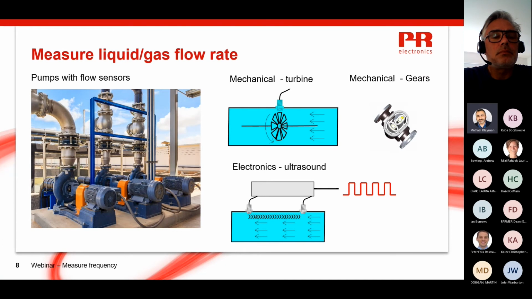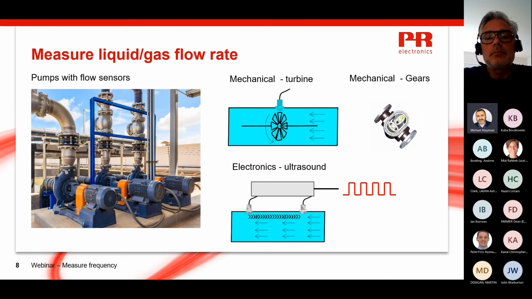There are several ways to measure the flow rate of a liquid or gas through a pipe. A common one is to insert a small turbine with blades into the pipe so that as the liquid flows, it spins a turbine and a sensor sees the blades spin at a certain rate. The faster the flow, the faster the blades spin.